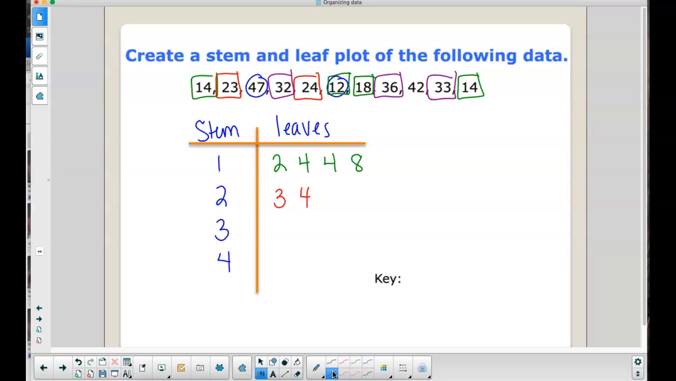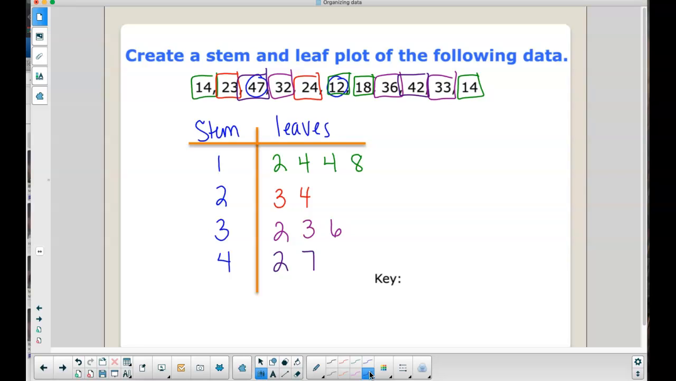So what number should I put behind the 3, Brinley? 2, 3, and 6. They have to go in order from least to greatest. And then last but not least, the 40s. We have a 47 and a 42, so it should go 2, 7.